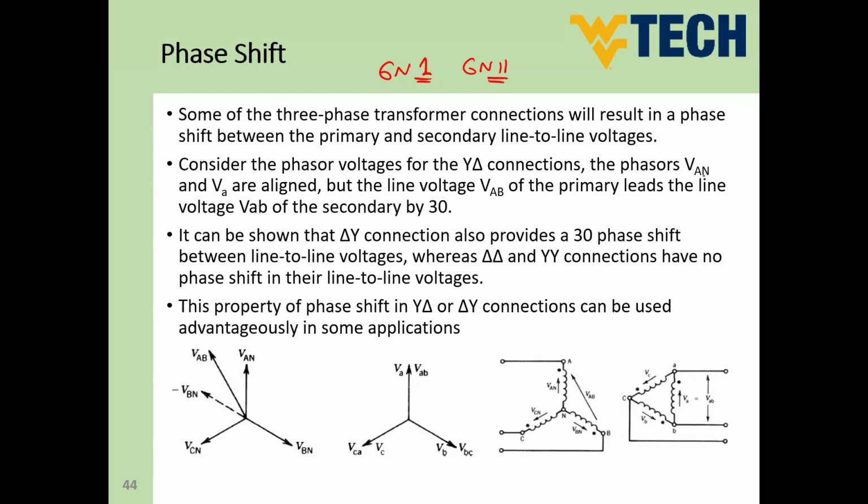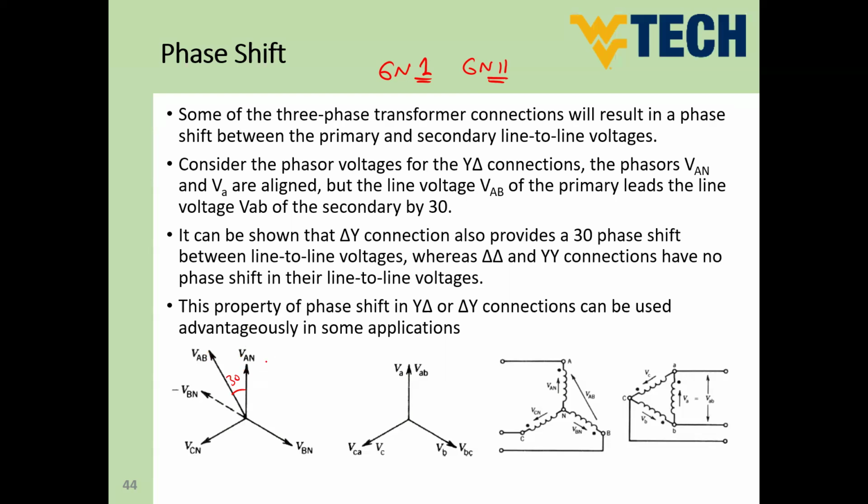The phasors VAN and VA are aligned. So this is VAN and VA for the secondary. Both are aligned. However, the line volt VAB of the primary leads the line volt VAB of the secondary by 30 degrees because the primary is Y connection and the secondary is delta connection. So if you would like to get the line volt from the primary winding, you would get that VAB is leading VAN by 30 degrees.